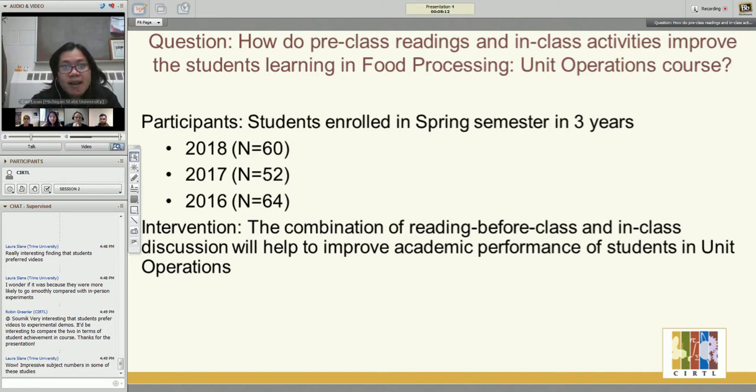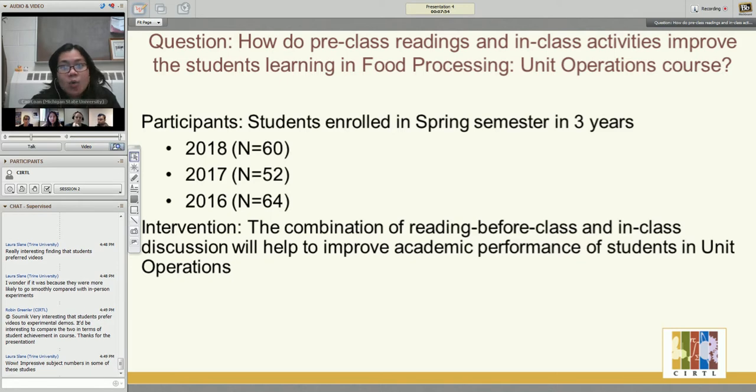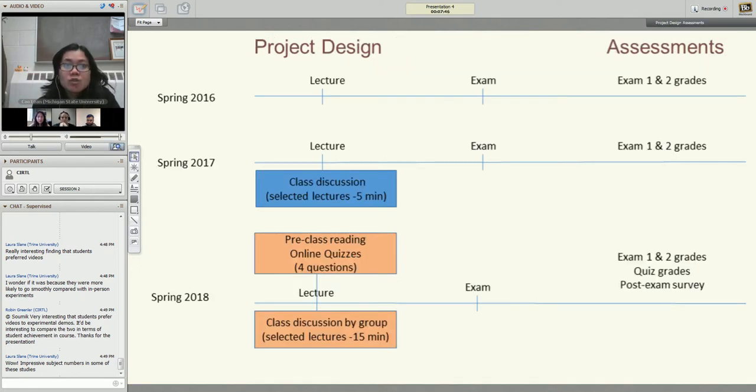In each year, the lectures were taught 3 days a week from 12:40 to 1:30 p.m. in the same room by the same instructor. The interventions were applied in 2018, and we hypothesized that the combination of reading before class and in-class discussion will help to improve academic performance of students in unit operations. So this slide shows how the project was designed.